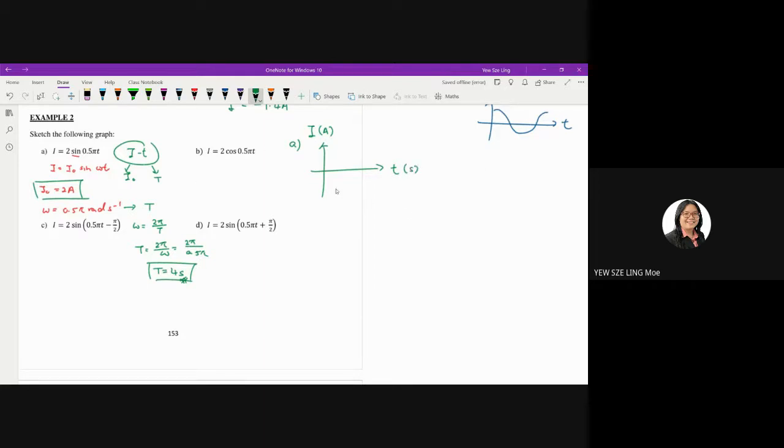So what am I going to do? After I've sketched it and labeled the axis, what should I do? I go back to my question. Now I have a sine graph.